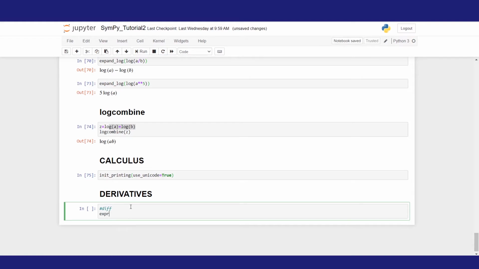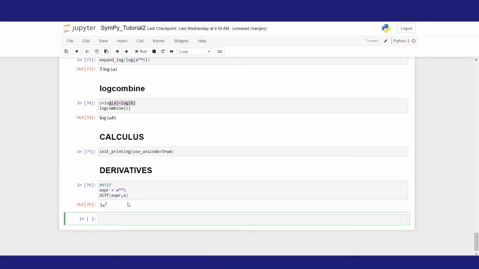Okay, so how to go about that? Let's say we have an expression that is equivalent to x power 3. If I want to differentiate that expression, I'll simply say diff of what function? I have my expression here, and the variable or the symbol used is x. If I run that, this is going to give me 3x squared. You can see that it is clearly printed out as the derivative of x cubed. When you differentiate it, the power comes in front and we subtract off.